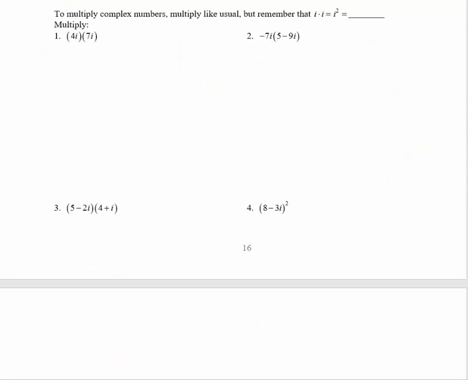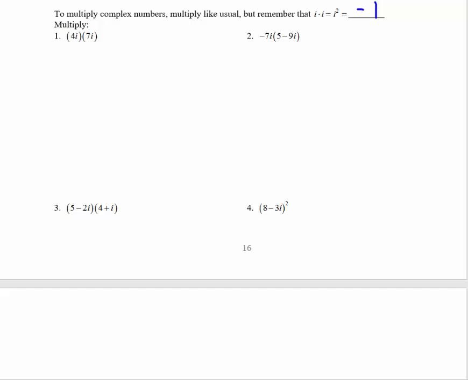So to multiply complex numbers, you multiply like usual. But remember that i times i is i squared, and we know that i squared is negative 1. Just like x times x is x squared, i times i is i squared. But we know that we can substitute in for what i squared is equal to.